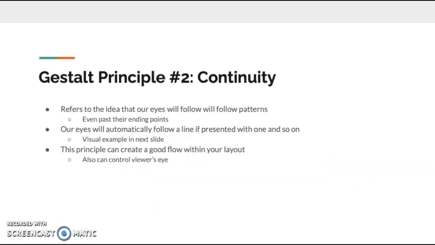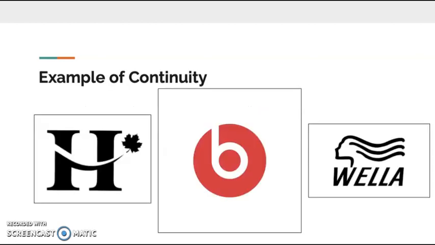The next principle I'll be going over is continuity. Continuity refers to the idea that our eyes will follow objects arranged on a line even beyond the pattern's end. If it's a singular line/curve, our eyes will still follow. This principle creates flow and movement within your layout and can control where the viewer's eyes will go within your layout. These are the examples I chose to use for continuity.